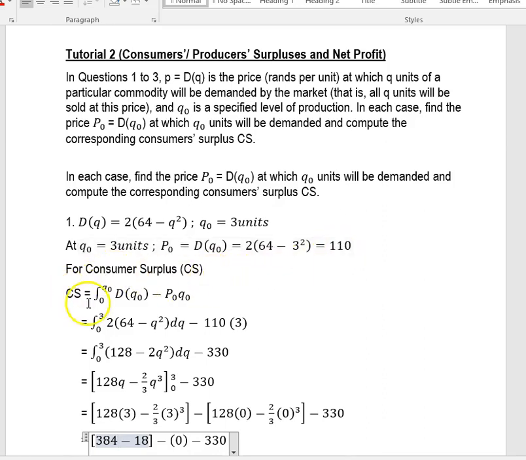Now going back to the formula of the consumer surplus, I will need to integrate my demand function. So I need to integrate that. That's the function there. I can open the bracket because the power is 1.